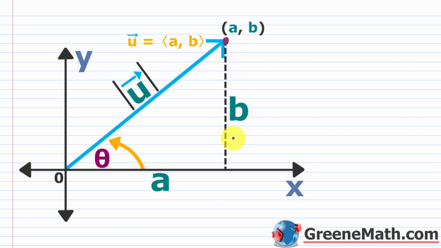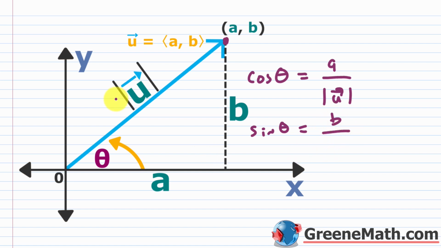Looking at the right triangle that's formed, the length of this side is going to be b, the length of this side is going to be a, and the length of the hypotenuse is the magnitude of the vector u. So thinking about my direction angle theta, the cosine of theta is equal to your adjacent, which is a, over the hypotenuse, which is the magnitude of your vector u. Then the sine of theta is equal to your opposite, which is b, over the hypotenuse, which again is the magnitude of your vector u.